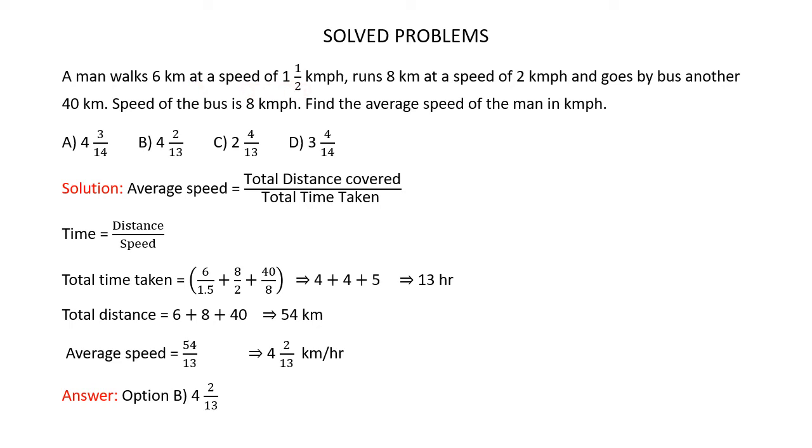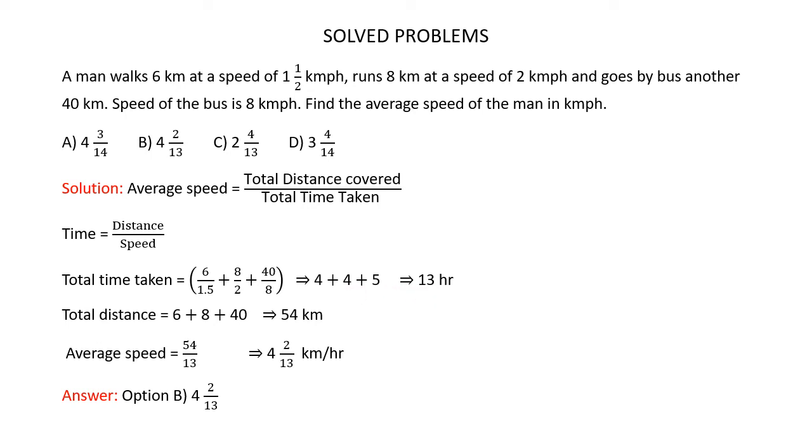The man runs 8 kilometers at a speed of 2 kilometers per hour. So the time here is 8 divided by 2. And he goes by bus for another 40 kilometers where the speed of the bus is 8 kilometers per hour. So the time taken here is 40 divided by 8. So the total time taken is 6 by 1.5 plus 8 by 2 plus 40 by 8. On solving this, we get total time taken as 13 hours.